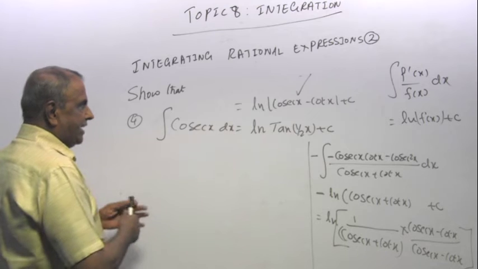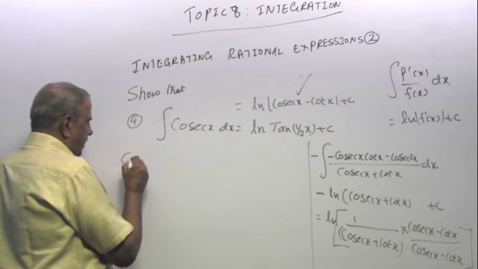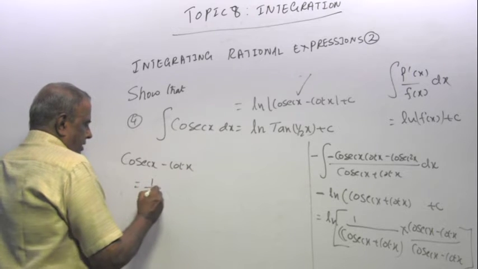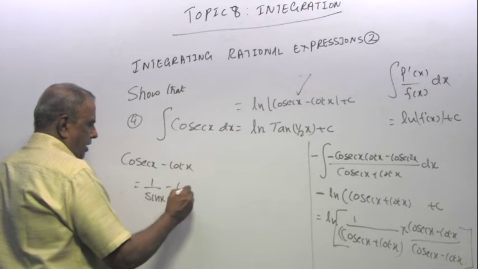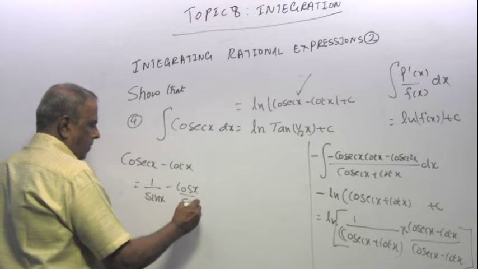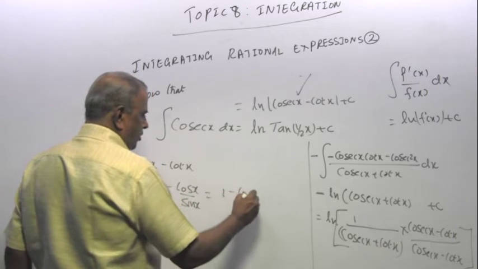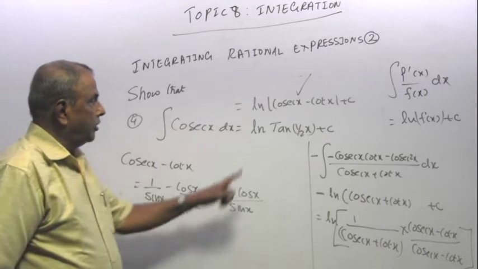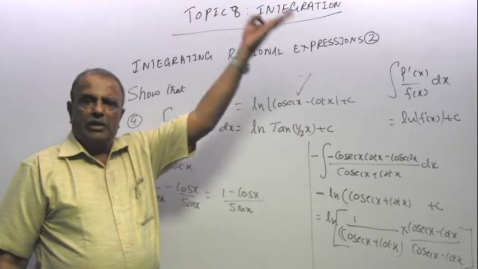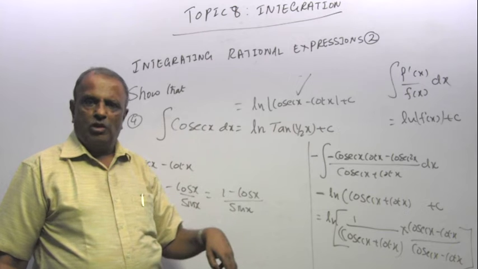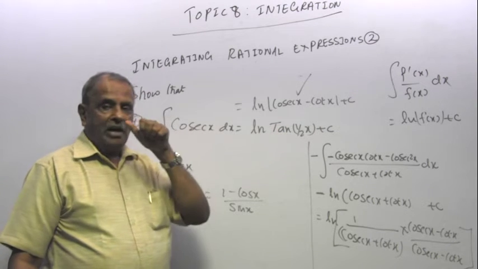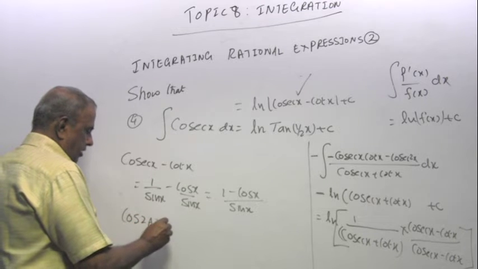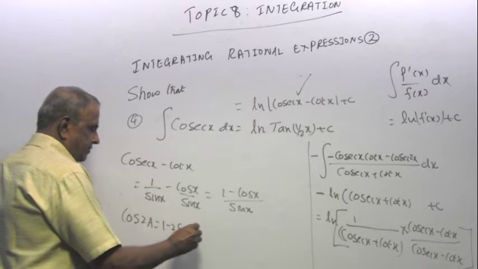Go back to trig identities. Let's take cosec x minus cot x, which is 1 over sin x minus cos x over sin x, which is 1 minus cos x over sin x. I want to get tan. That means in the numerator I want sine, in the denominator I want cos, and I want a half angle. Remember, cos 2a is 1 minus 2 sine squared a.